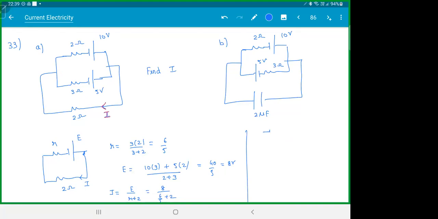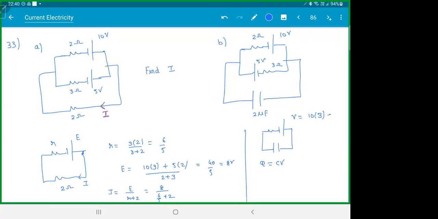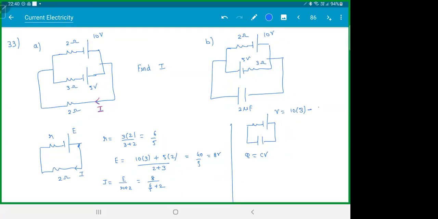Same thing here also. Capacitor, battery, and this would be a capacitor here. Steady state, so charge Q is equal to CV. So this battery voltage E will be 10 into 3 minus, it will be minus now, 2 into 5, by R1 plus R2. That is 30 minus 10, 20 by 5, 4 volts. So this charge will be C, 2 microfarad into 4, 8 microcoulombs. So that's all you have to do. Just replace the whole thing with one battery and finish it off.